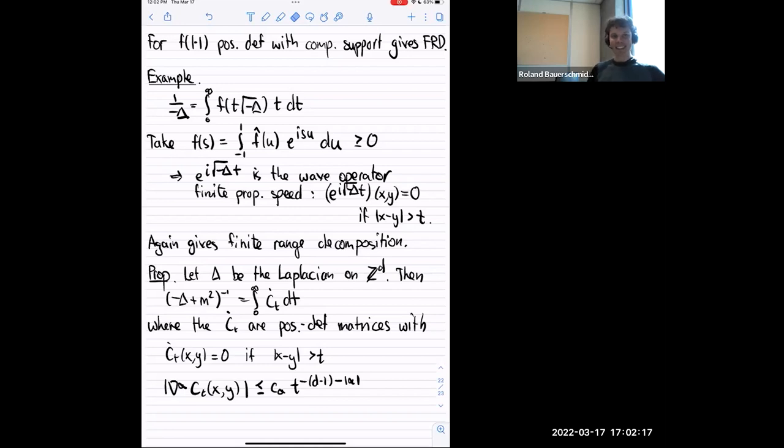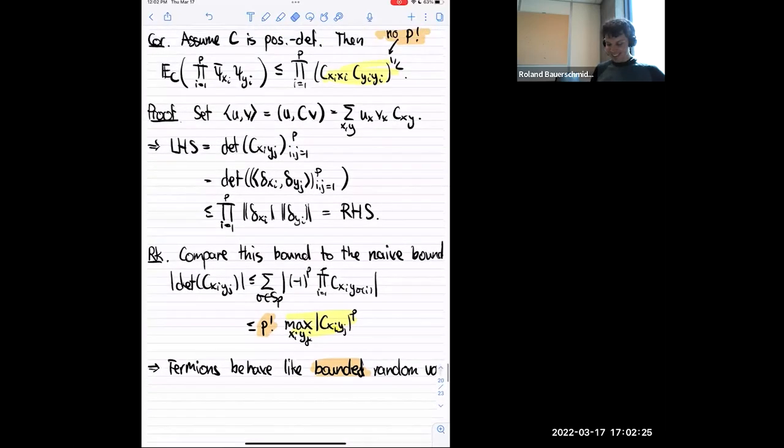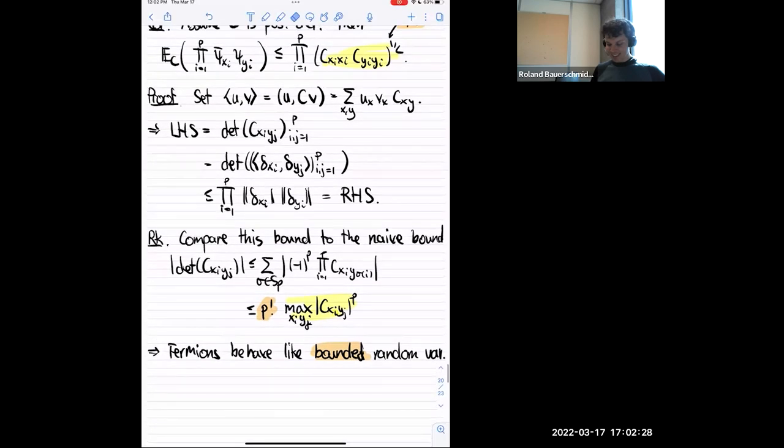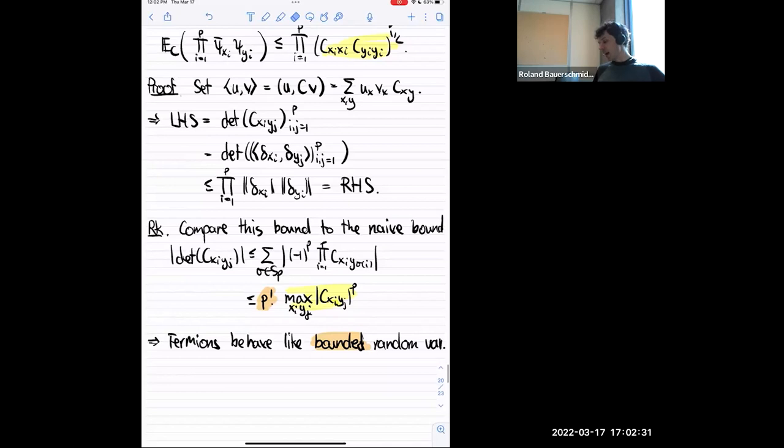Yes, please. You said that fermions behave as finite range variables, but in fact, from a physics perspective, we usually say that fermions behave as infinitesimal fields. Okay, I also agree with that point of view. But that's also simpler, right? That's even simpler than finite range. There should be some property here which is even nicer than finite range. I agree that's a good remark.